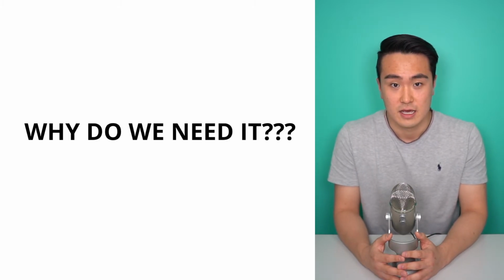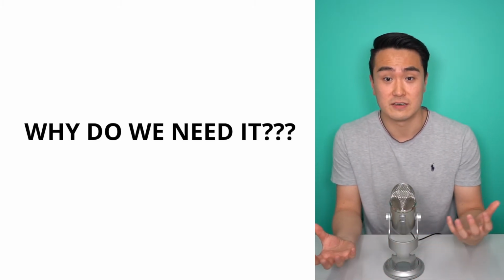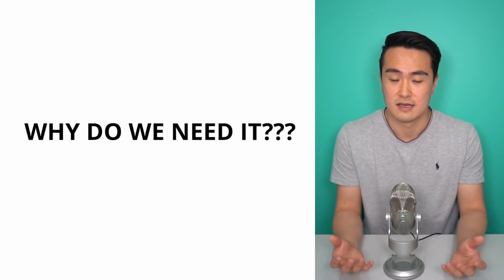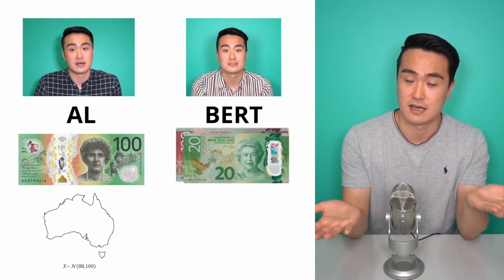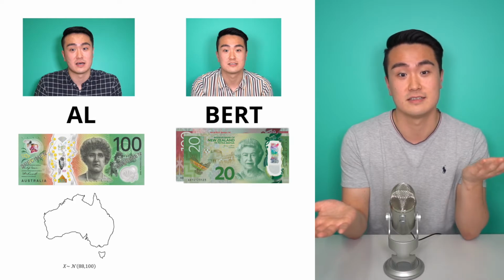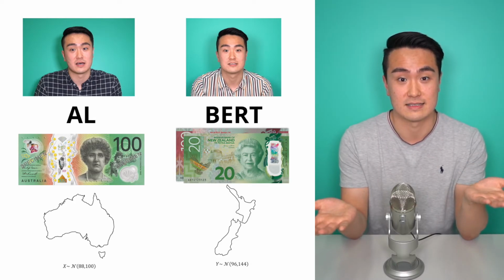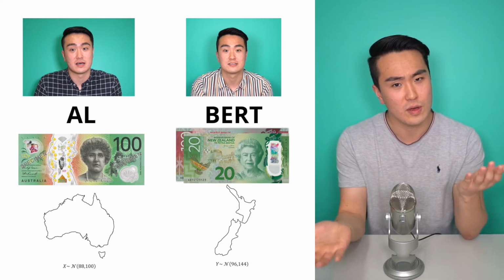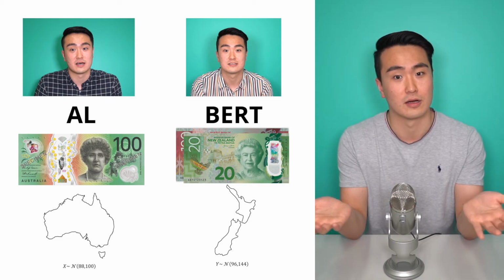So what's the big deal and why do we even need to use it? We realize that comparing scores of different normal distributions is hard. For example, say Al has $100 Australian where the mean is 88 and standard deviation 10. But Bert, on the other hand, has $120 New Zealand, where the mean is 96 and standard deviation 12. So who has more money relative to their own country?